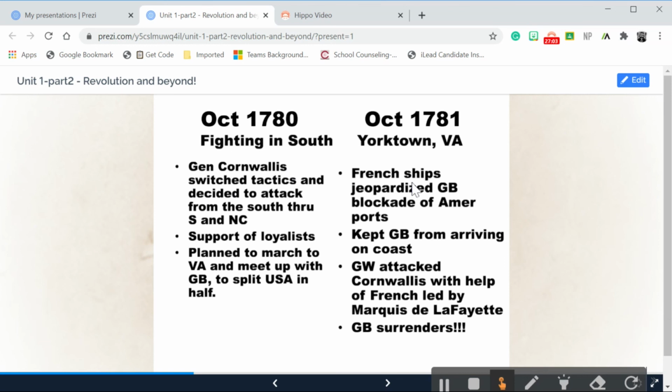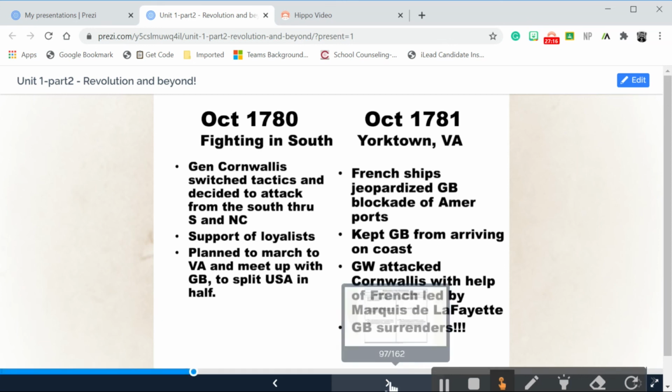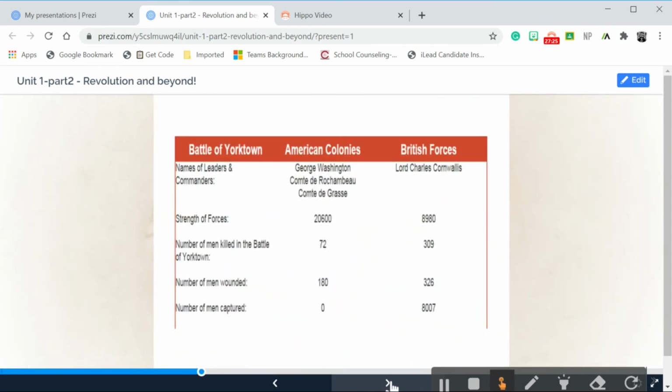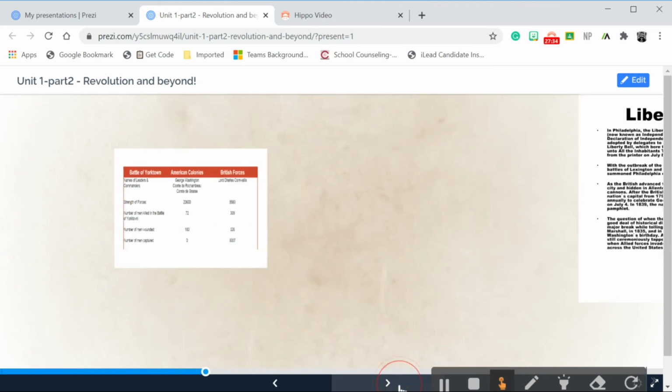Yorktown then happened. French ships jeopardized Great Britain's blockade of American ports and kept Great Britain from arriving on the coast. George Washington attacked Cornwallis with the help of the French, led by Marquis de Lafayette, and Great Britain surrenders. So this is that famous battle we were just talking about. Here's what happened at the Battle of Yorktown, American colonies and British forces, where you can see the deaths, wounded, things of that nature. Pause at any time.